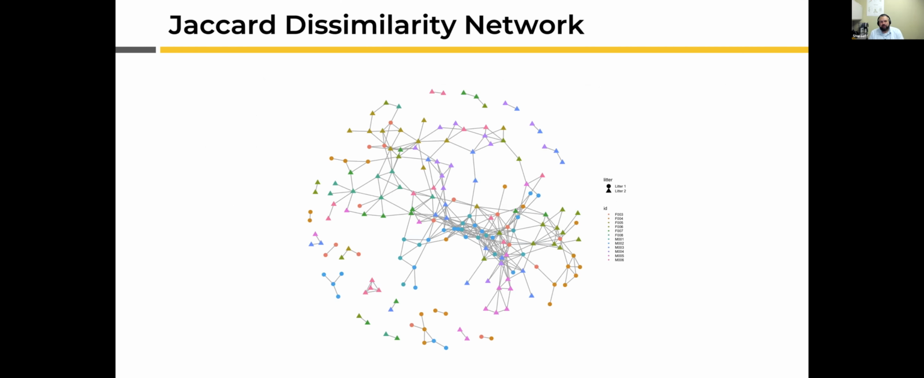And so this is an example of a Jaccard dissimilarity network. First of all, this is created by thresholding the Jaccard dissimilarity matrix. This was created in phyloseq, a very useful R library for microbiome analysis. But again, you can see here that not all the nodes are connected, because again, we're using some cutoff for connecting two nodes with an edge.